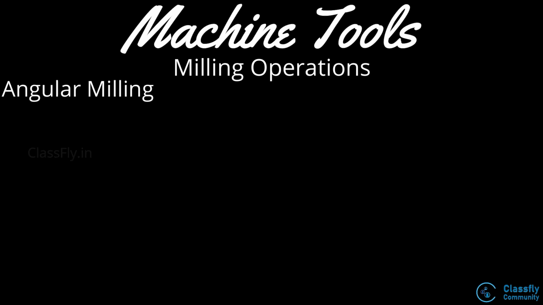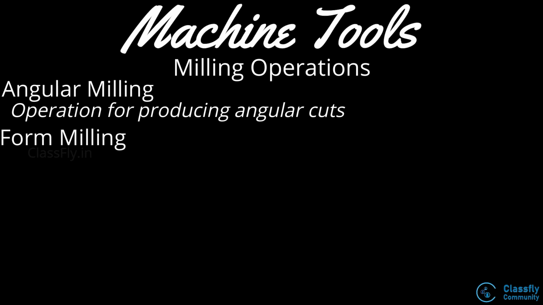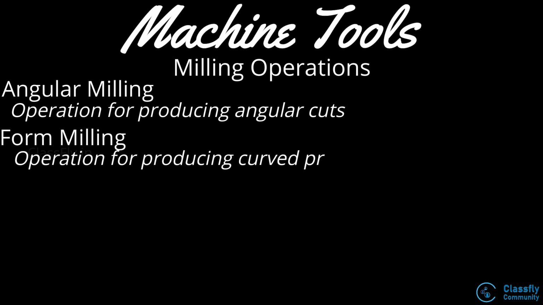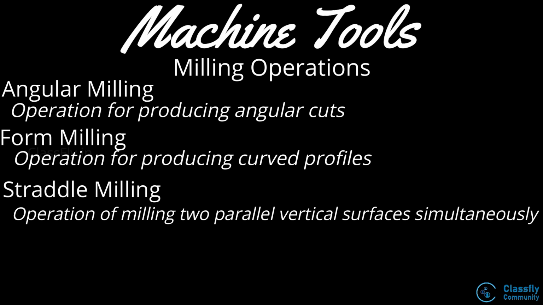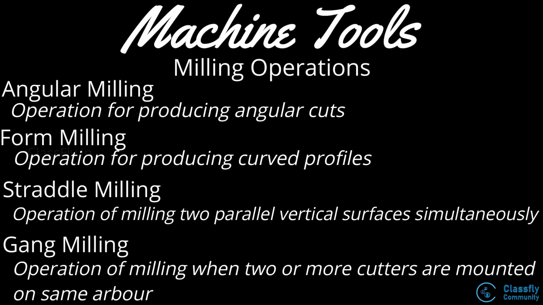slots, angular milling, which is the operation of producing angular cuts, form milling, which is the operation of producing curved profiles, straddle milling, which is the operation of milling two parallel vertical surfaces simultaneously, and gang milling, which is the operation where two or more cutters are mounted on the same arbor.